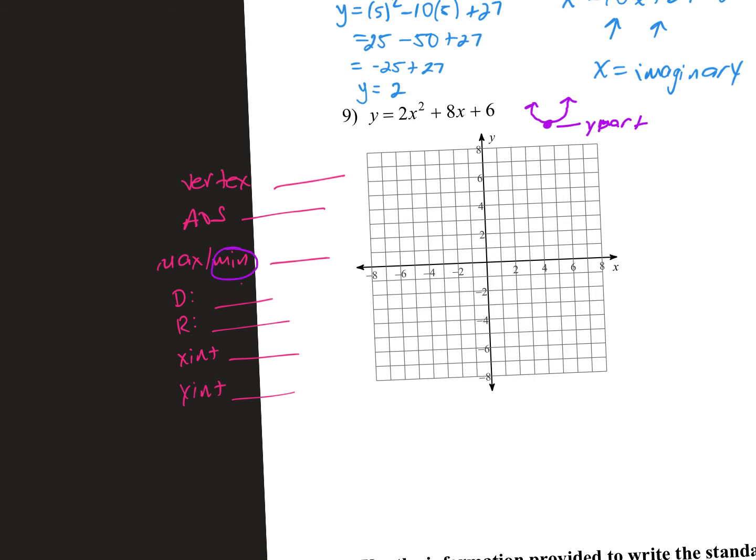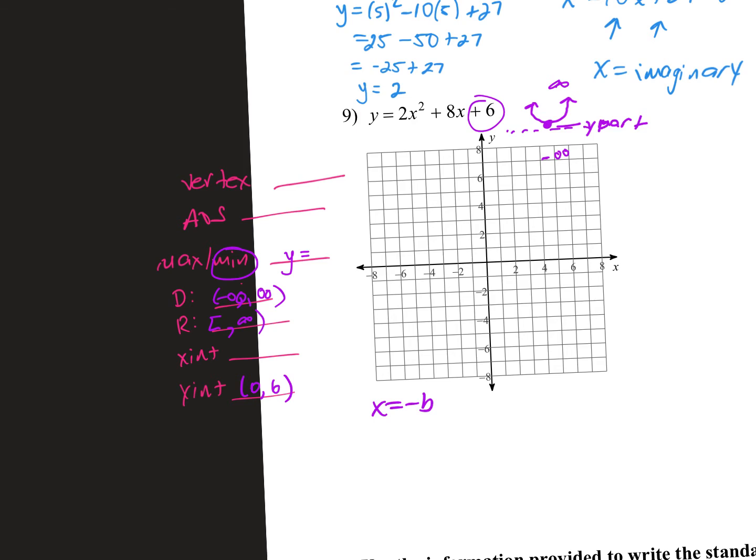What is the domain of this parabola? Good, Kennedy. Negative infinity to positive infinity. I know this is going to be at the y part of the vertex, so think about what your range is going to be. Is it going to be from the y part of the vertex to infinity or from negative infinity to the y part of the vertex? Good. Y to infinity. Good. What is the y-intercept? Good. 0, 6. So let's go ahead and find the vertex.